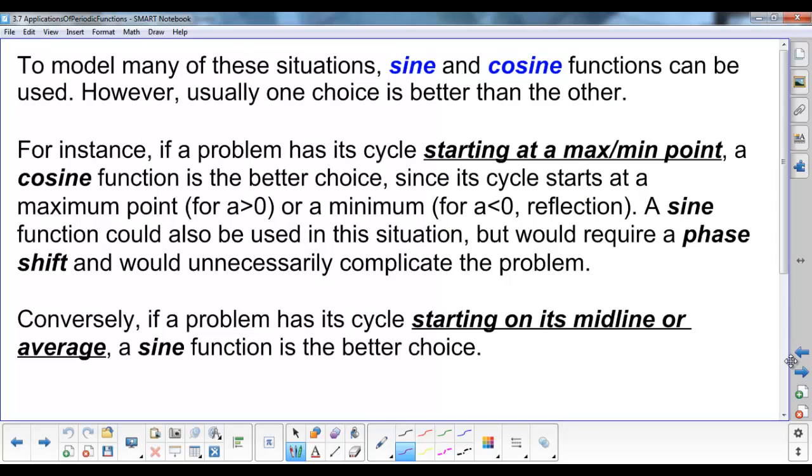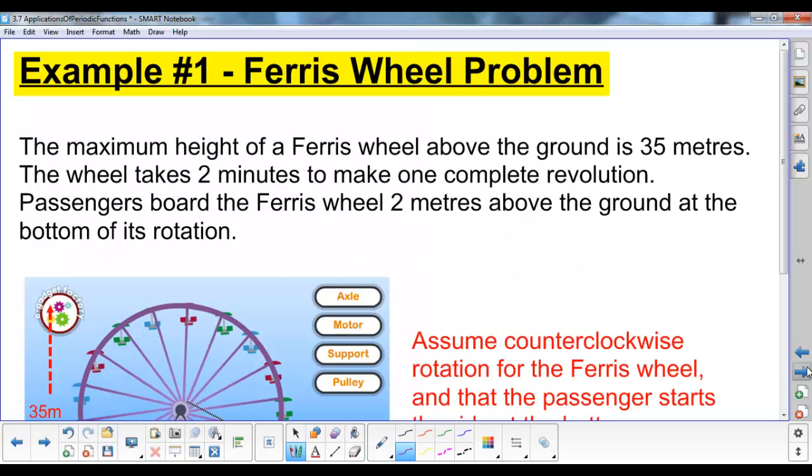Basically, to model any of these situations, we want to choose to use either a sine or a cosine function. Depending on the type of situation that you're dealing with, one is usually better than the other. For example, if in the context of the question you are starting at a maximum or a minimum point, it's probably better to use a cosine function. Conversely, if you are starting somewhere in the middle or at a midpoint, then a sine function will work better in that case. We'll talk a little bit about that when we see some examples.